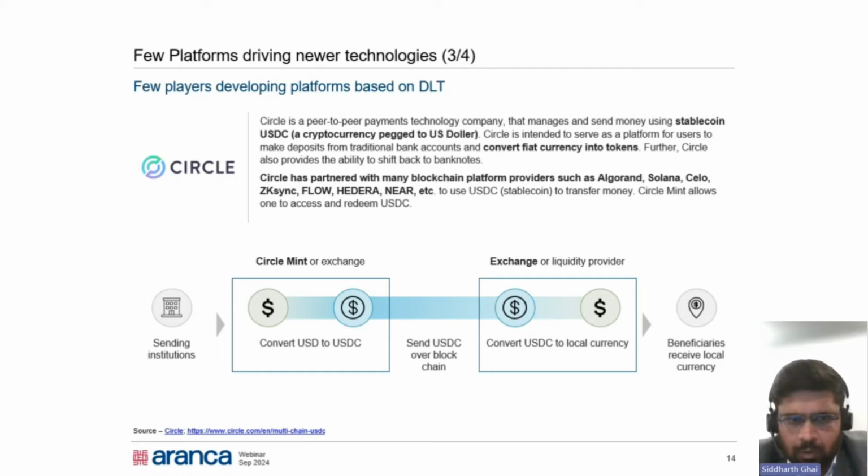So here is a small flow that is shown on the screen, wherein the sending institution converts the USD that needs to be sent to USDC. USDC is sent over blockchain, and the USDC is converted to local currency, and the local currency is then transmitted to the local beneficiary account of the local currency.